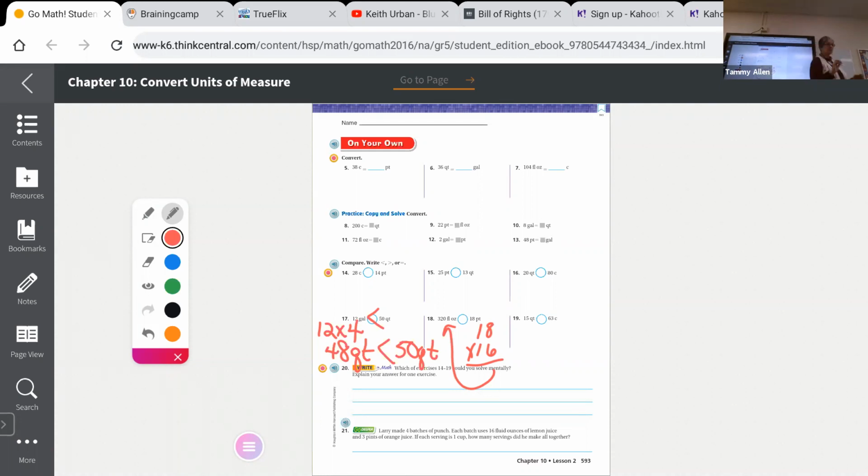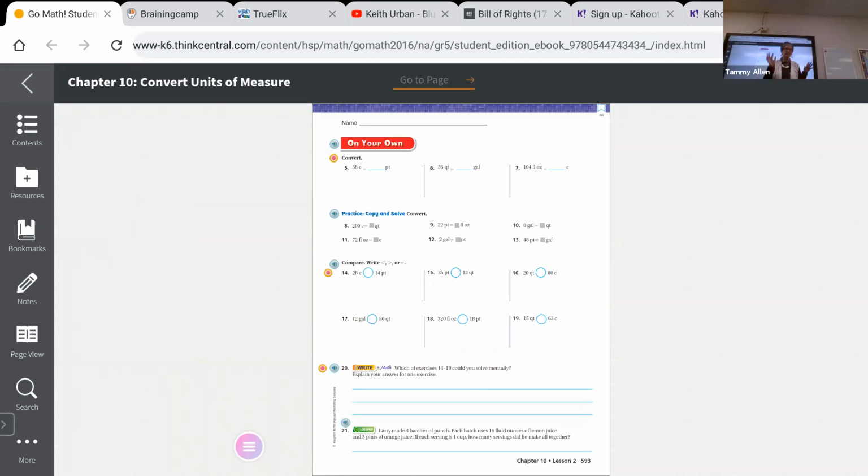Okay. So are you clear on what you would need to do for these? All right. Does that make sense? Questions? No. Okay. Very similar to what we did yesterday, only different units of measure.